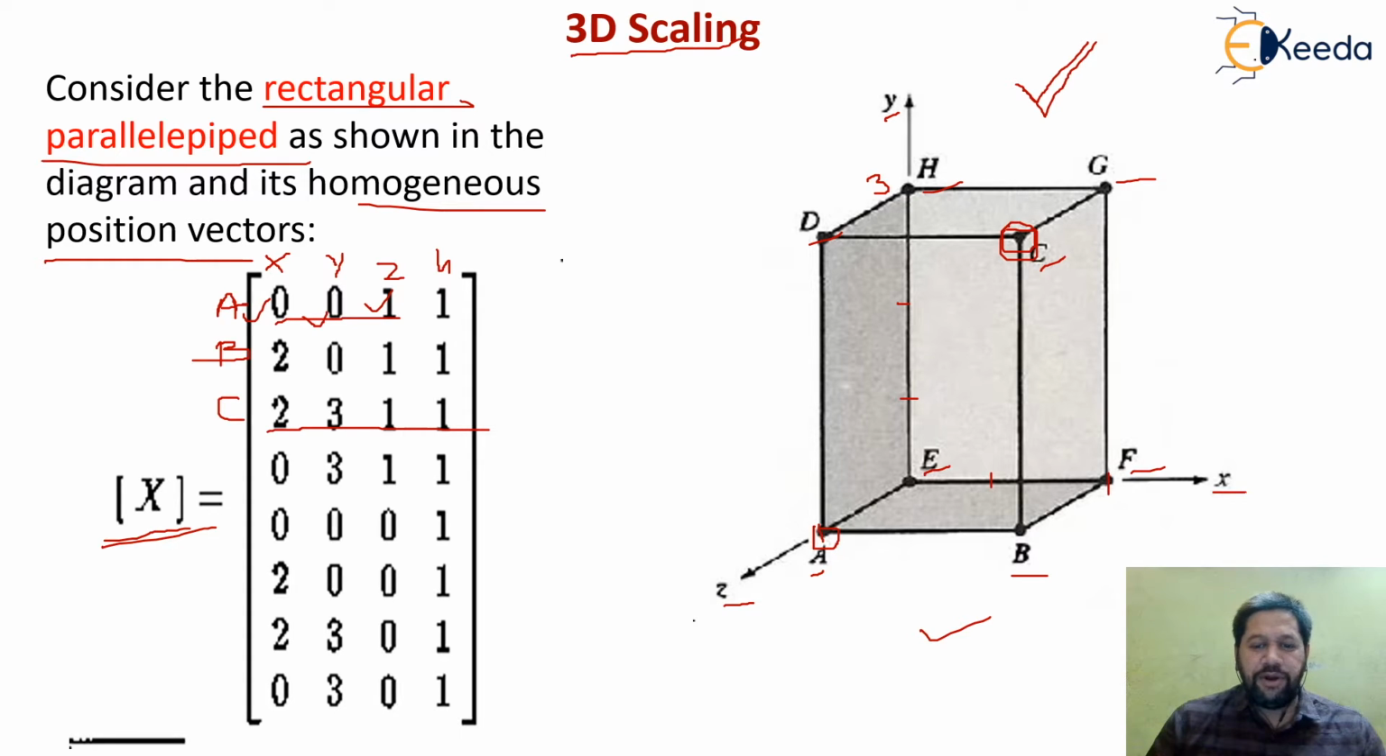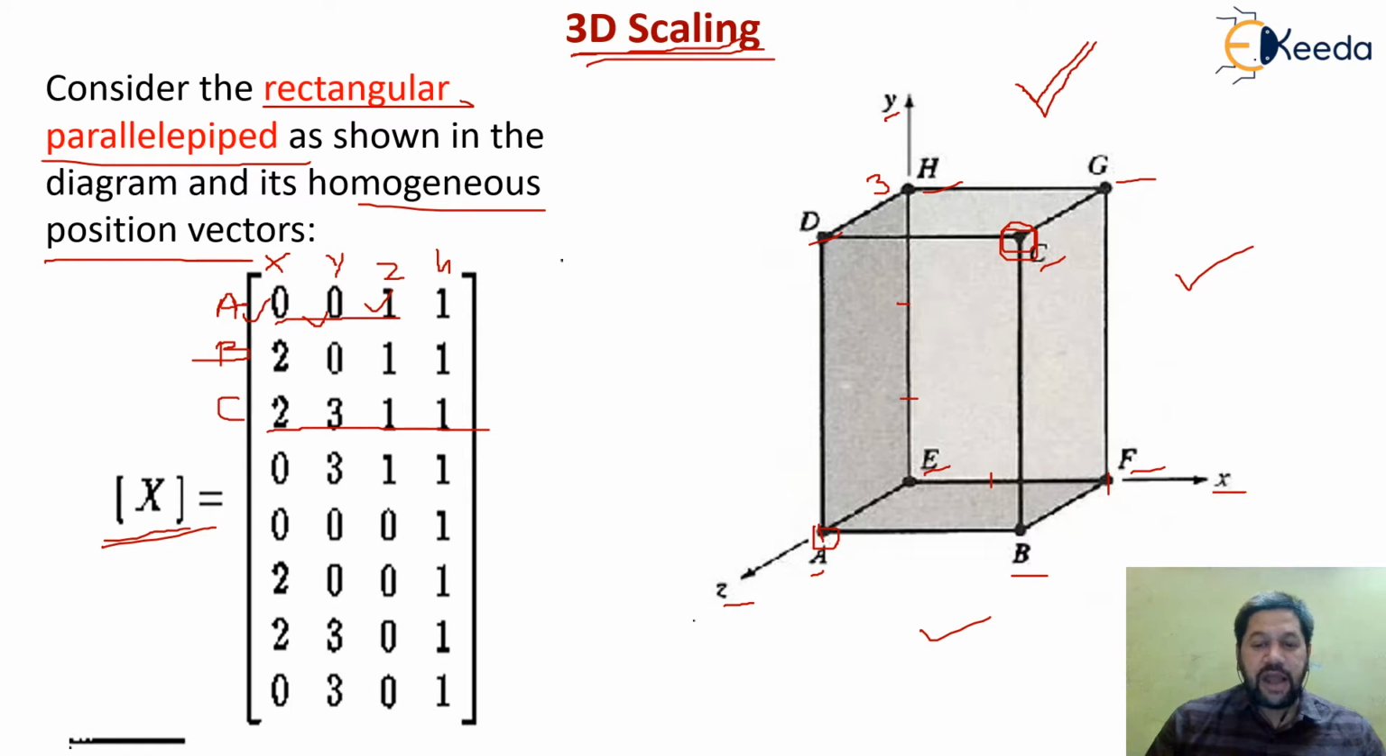So all of you have understood how this object is represented in the transformation matrix form. Now I want to perform the three-dimensional scaling on this particular object, so that it will be easy for me to show how I want to do it.